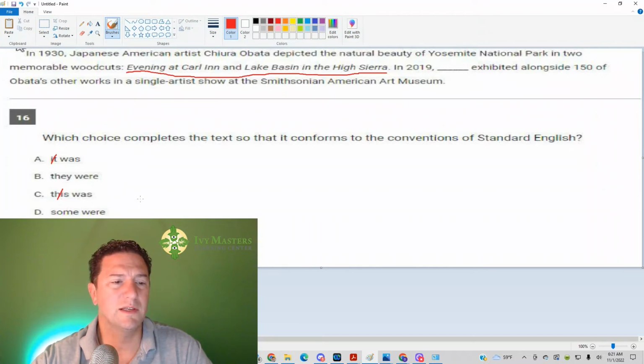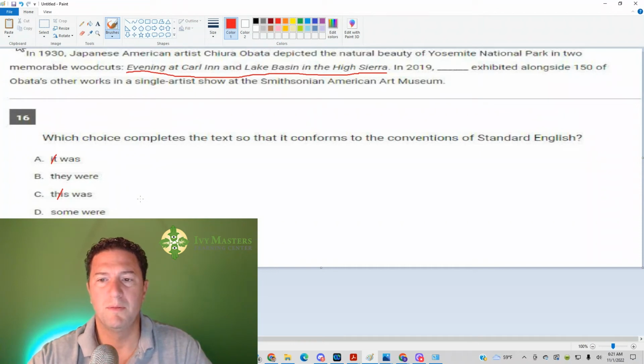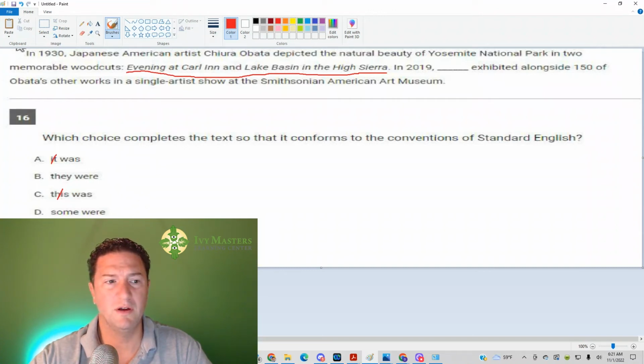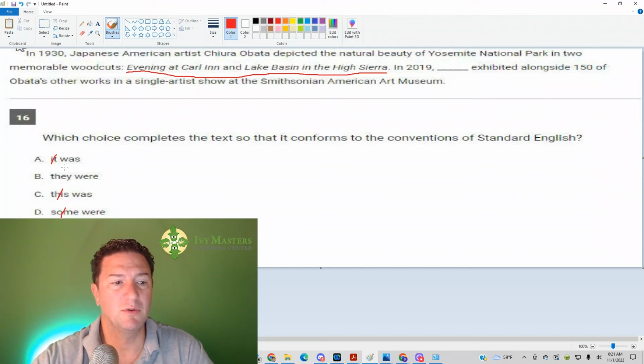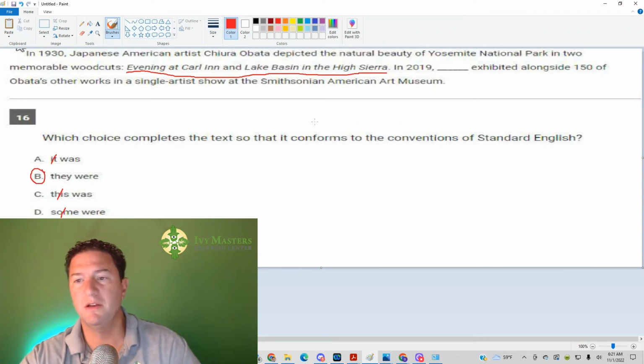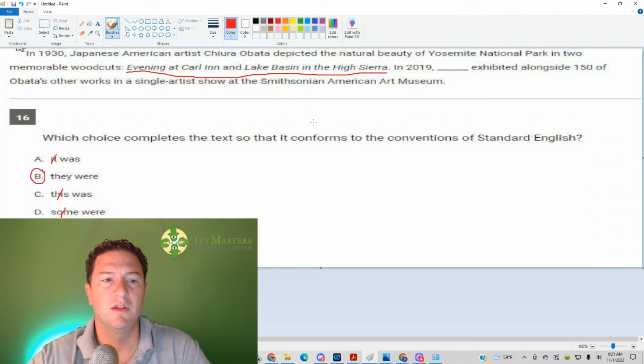So how do we decide? Well, some is just talking in general about Obata's works, but you wouldn't say some were exhibited alongside 150 of her other works, because some would include her other works. We're talking about these two works in particular. So what we need is they. They, meaning those two works, were exhibited alongside 150 of the other works in the single artist show at the Smithsonian American Art Museum.